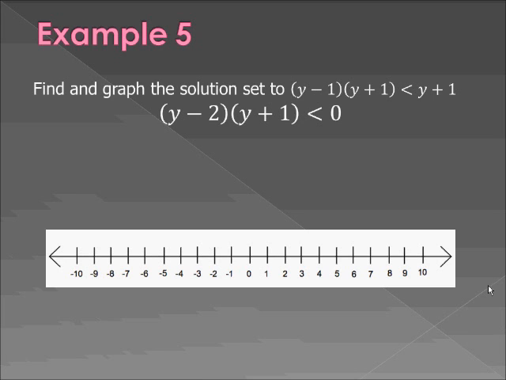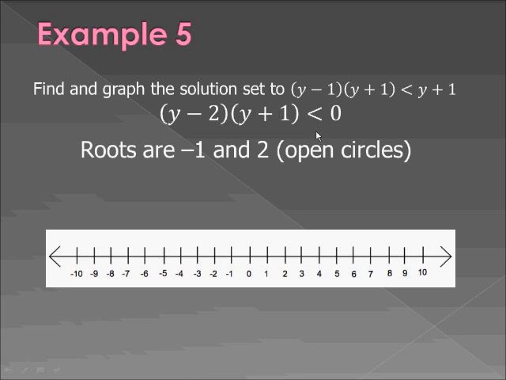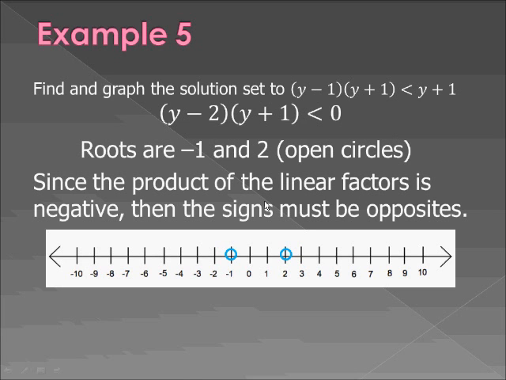First step is to fill the zeros on the number line. So our zeros here are going to be 2 and -1. Because we have a less than sign, they're going to be open circles. So there's an open circle at -1 and 2. Now, you're going to look for opposite signs. We have two factors. You want the product to be negative, so we're going to need opposite signs. So when y is less than -1, both terms are going to be negative. When y is between -1 and 2, one's going to be positive and one's going to be negative, and above 2 they're both going to be positive.